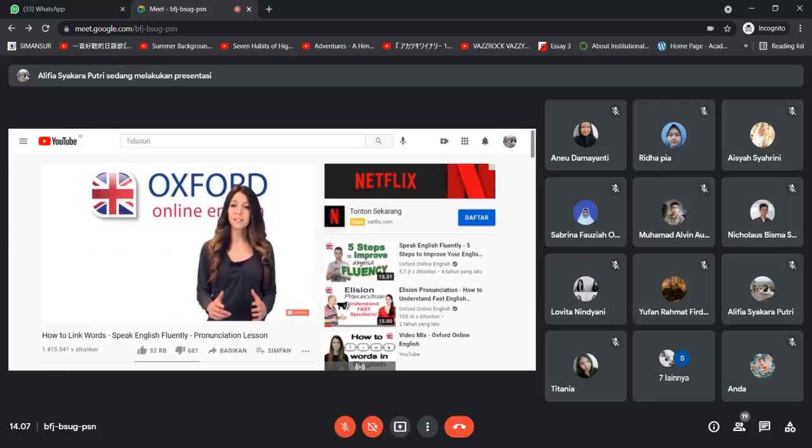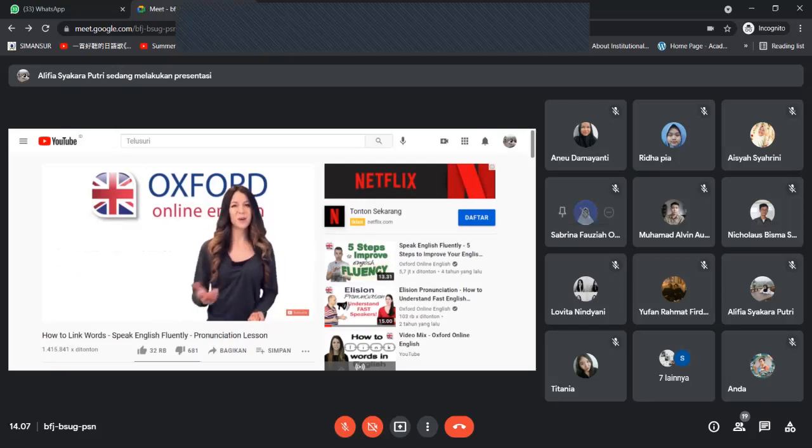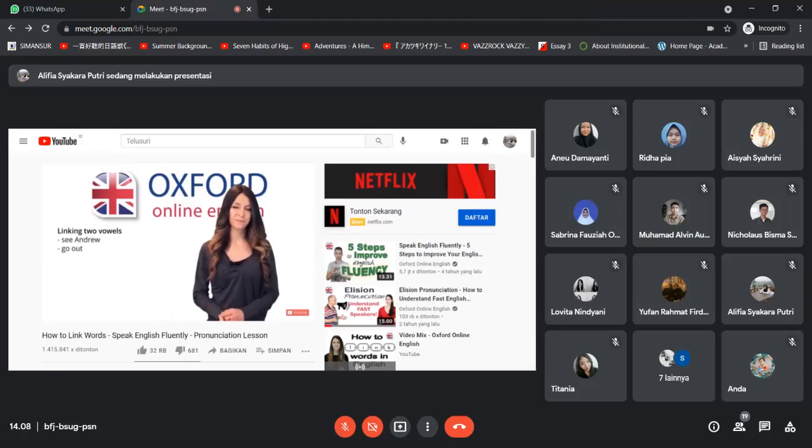Remember that linking makes it easier to speak fluently. If you're not sure which sound to use to link 2 vowels, simply try them all. The easiest one to say is the correct one. Let's practice. Which sound should you add to link these words? See Andrew. Go out. Remember, if you're not sure, just try saying the words quickly and fluently. Pause the video if you want to think about it. Here are the answers. See Andrew. Add a y sound. Go out. Add a w sound.